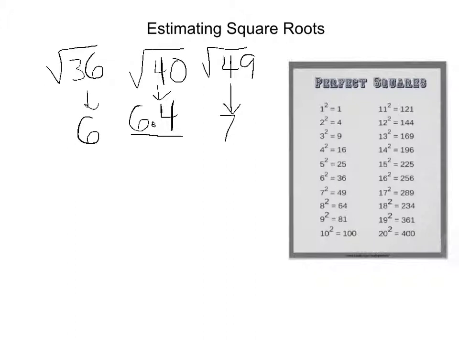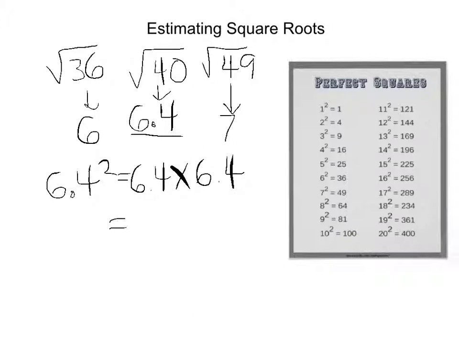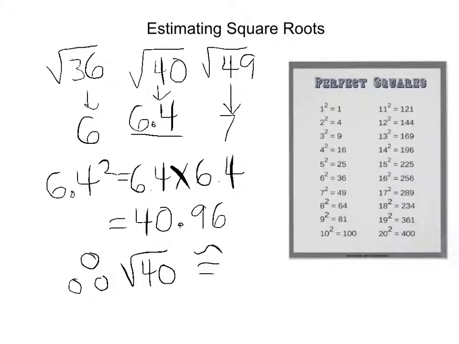In order to test my estimate, I need to square 6 and 4/10. So I'm going to multiply 6 and 4/10 by itself. And when I do that, I get a product of 40 and 96/100. So I can see through testing that my product there is pretty close to 40, and that would be a very reasonable estimate. So therefore, the square root of 40 is about 6 and 4/10.